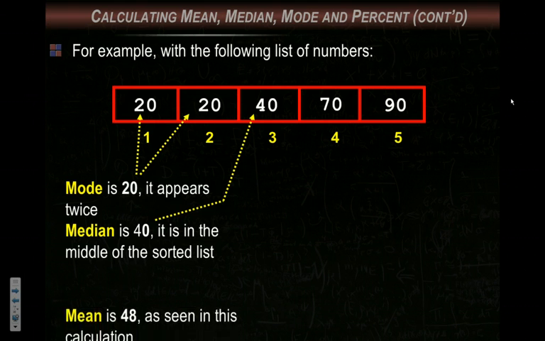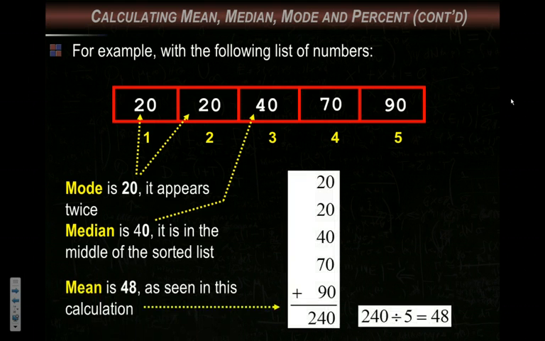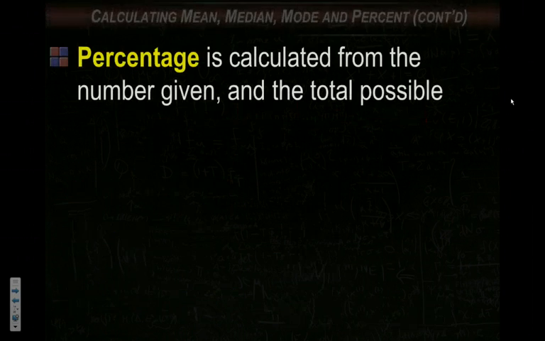The average, or the mean, has to be calculated. We add all those numbers together, and there's 5 of them. We get 240, and then we divide by how many numbers there were, which was 5. So 240 divided by 5 gives us 48. So here you can see the mode is 20, the median is 40, and the mean is 48 in this particular list of numbers.